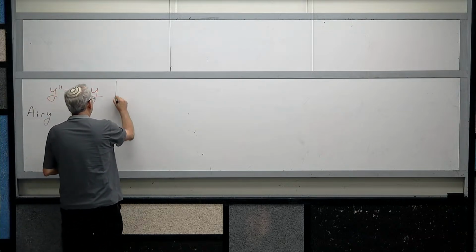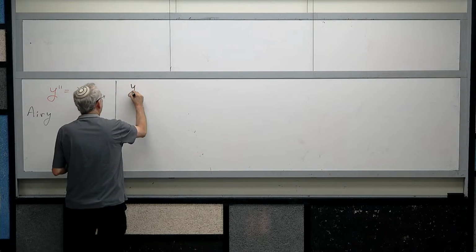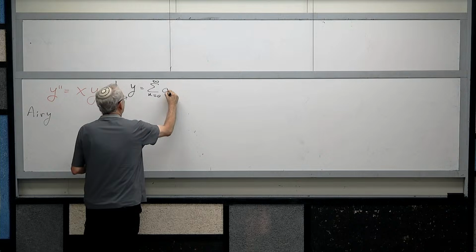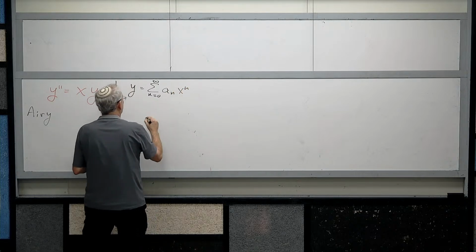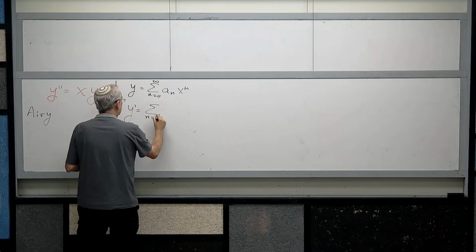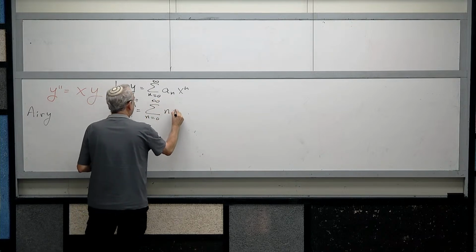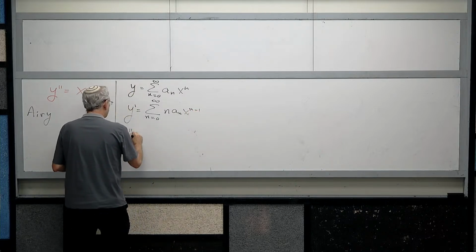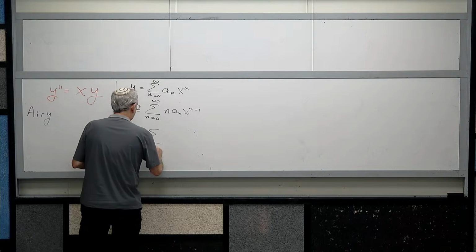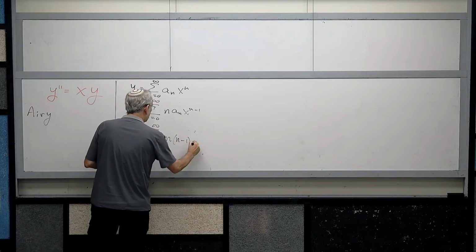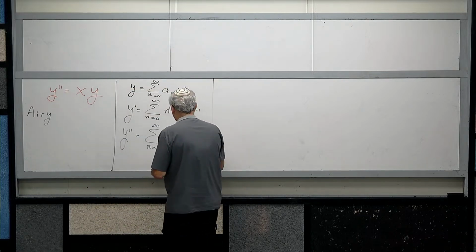What are we going to do? We are going to write y as the sum from n equals 0 to infinity of a_n x to the power of n, which means that y prime is a sum from n equals 0 to infinity of n a_n x to the power of n minus 1, which means that y double prime is a sum from n equals 0 to infinity of n times n minus 1 times a_n x to the n minus 2. Any complaints about that?